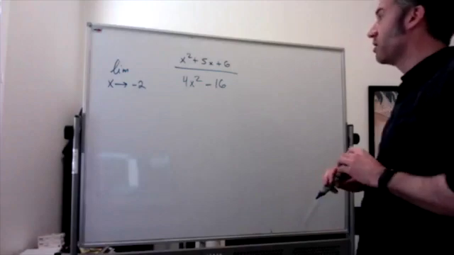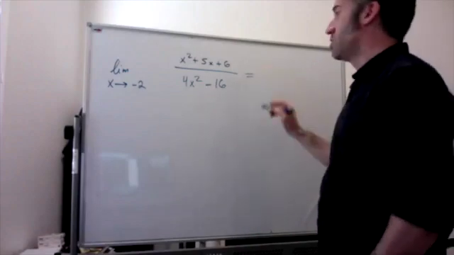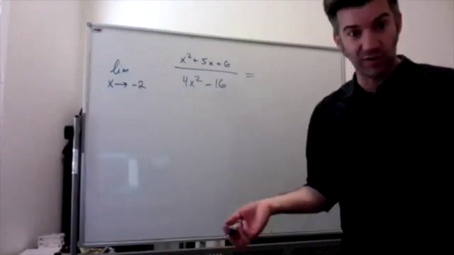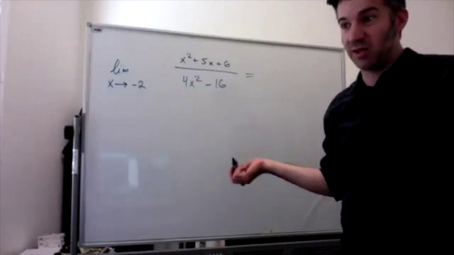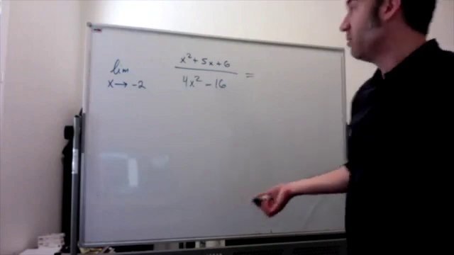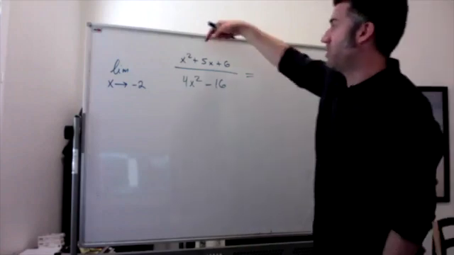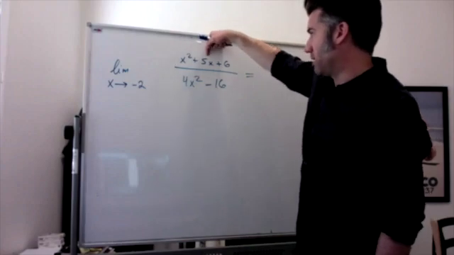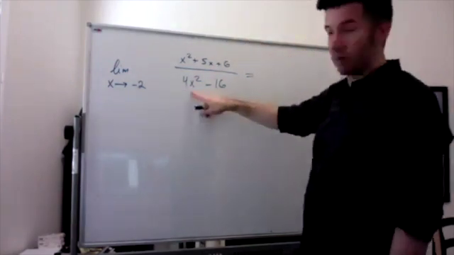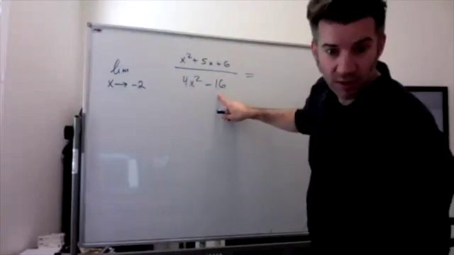Let's take a look. Once again, we should always check, is it 0 over 0 before we do anything else? Because if it's not 0 over 0, you don't want to waste your time doing work you didn't need to do. If I plug in -2, on top I'm getting 4 minus 10 plus 6, which is 0. On the bottom I'm getting 4 times 4, which is 16, minus 16, which is 0.